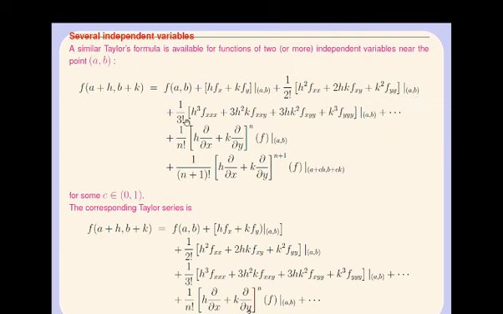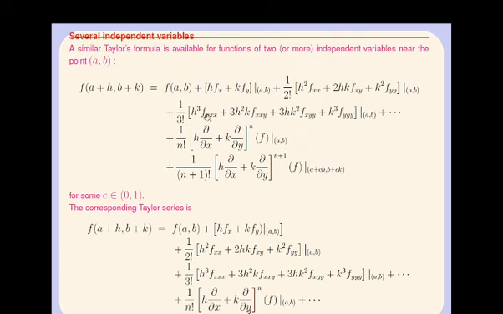Evaluated at the point A, B plus 1 by 3 factorial into h cube fxxx plus 3h square k fxxy plus 3hk square fxyy plus k cube fyyy evaluated at the point A, B. All these partial derivatives have to be evaluated at the point A, B plus etc. plus this is the nth term, 1 by n factorial into, okay, here I have so many terms and I don't have space to write all the terms.